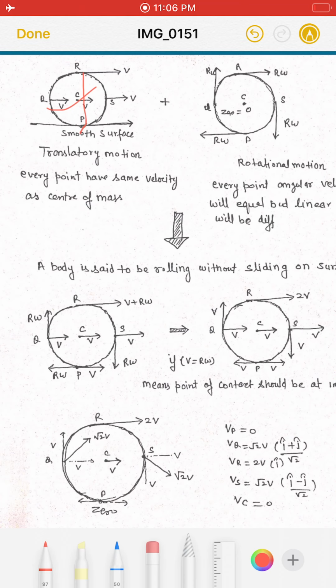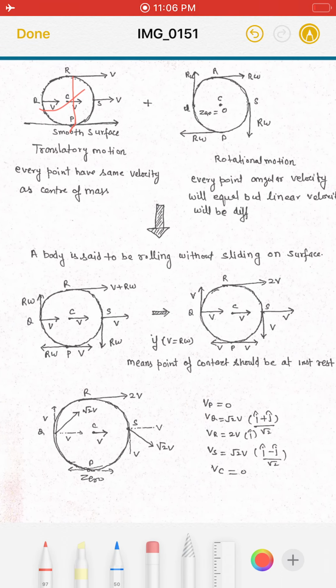Now if you see this diagram, the velocity of this point R will be v plus r omega. That will be v plus r omega.